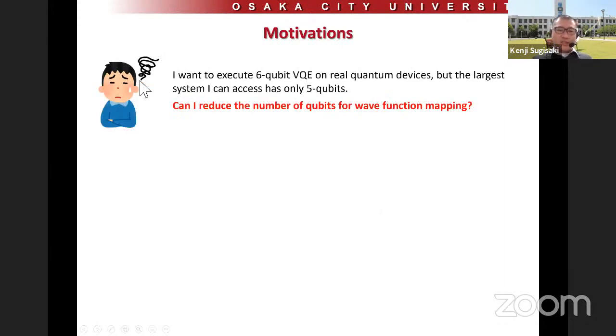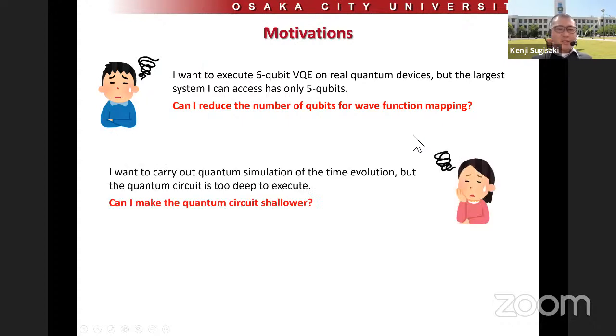So let's start by thinking about an example. First, he wants to execute a 6-qubit VQE on real quantum devices, but he can access only 5-qubit systems. So he wants to reduce the number of qubits for the wave function mapping. Another situation is something like this. She wants to carry out a quantum simulation of the time evolution, but the quantum circuit is too deep to execute. So she wants to make the quantum circuit shallower. So how can we do such things?